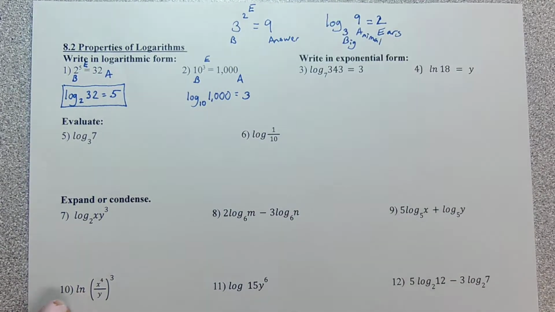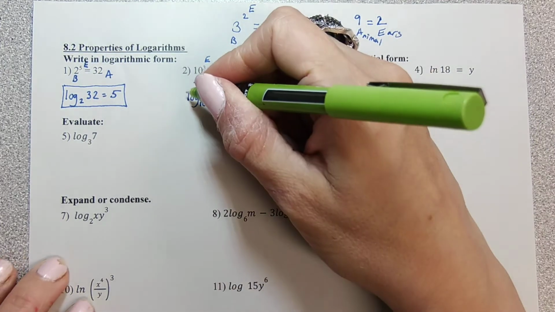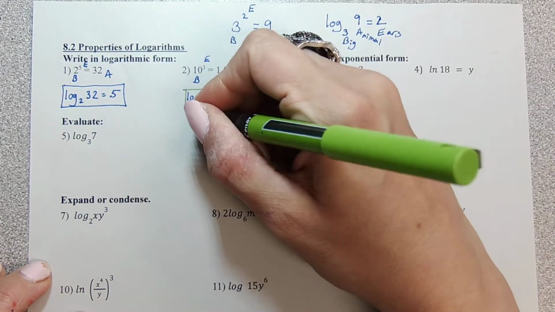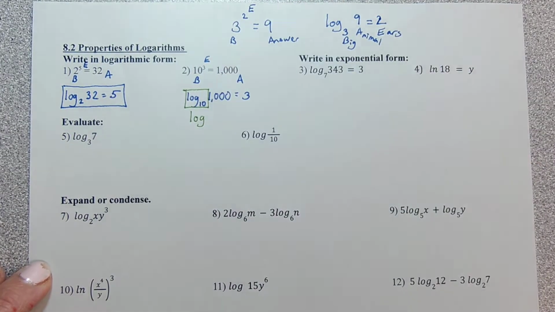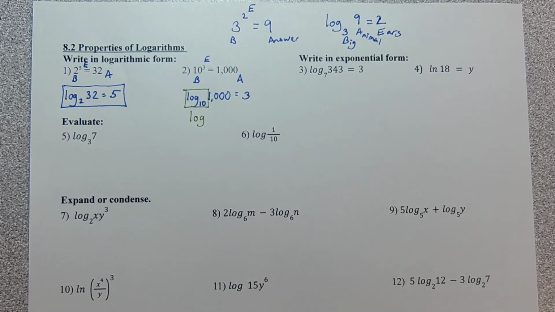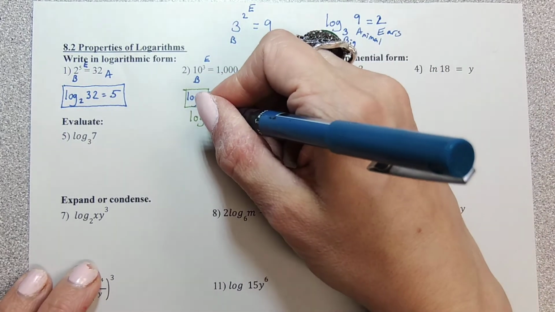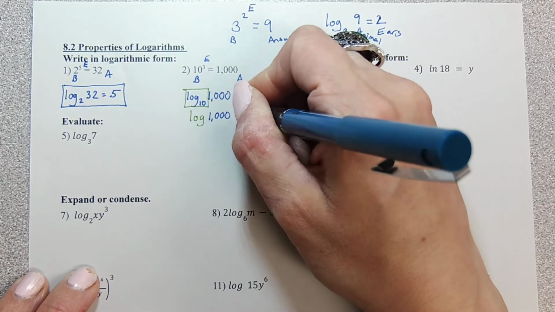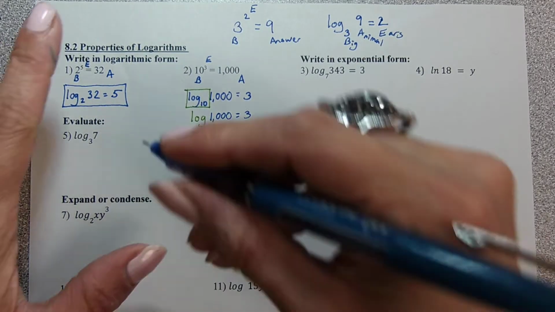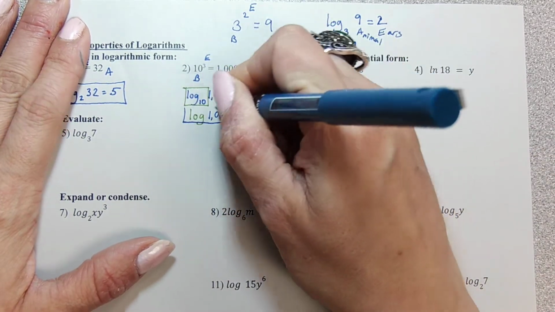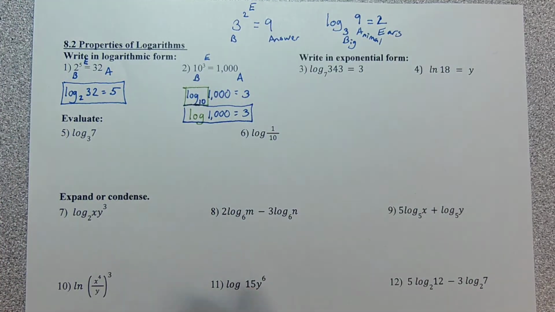ears is 3. Now, this is correct, but could I write it in a shorter way? Yes, because log base 10 is the same as common log notation. So when I just see the word log without any base explicitly written, that indicates that we have the common log or base 10. So your properest form, if that is a word, would be common log 1,000 equals 3. Any questions on those two?